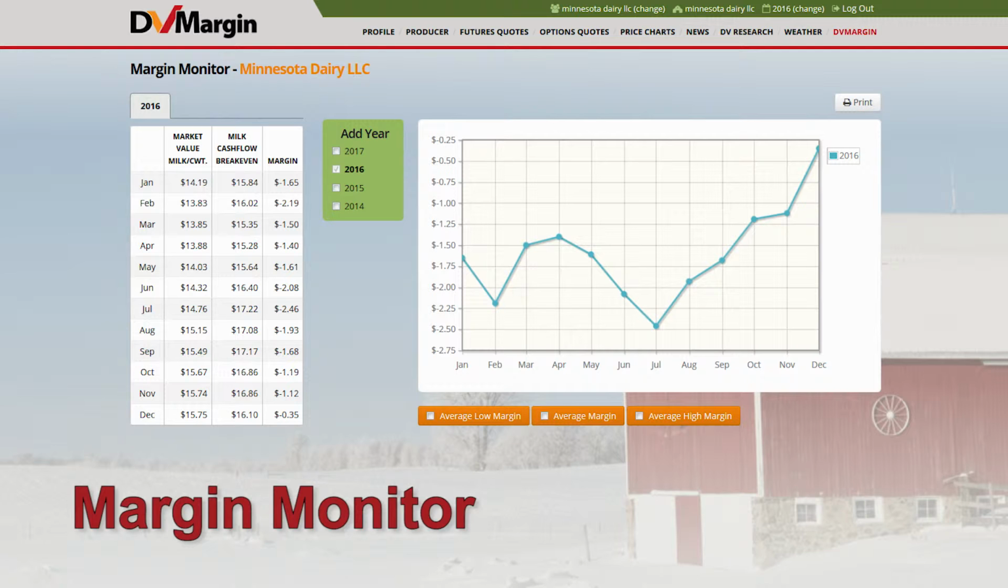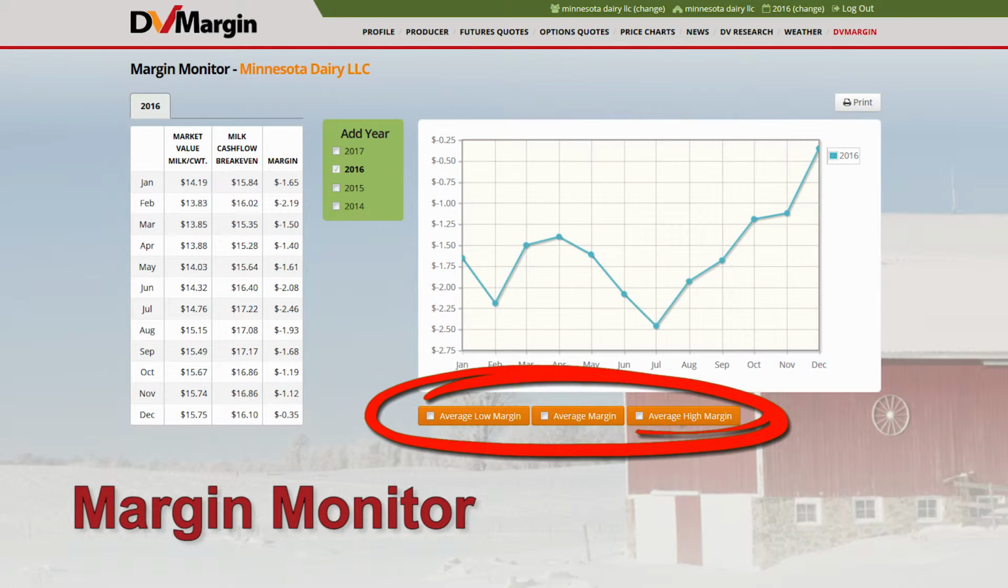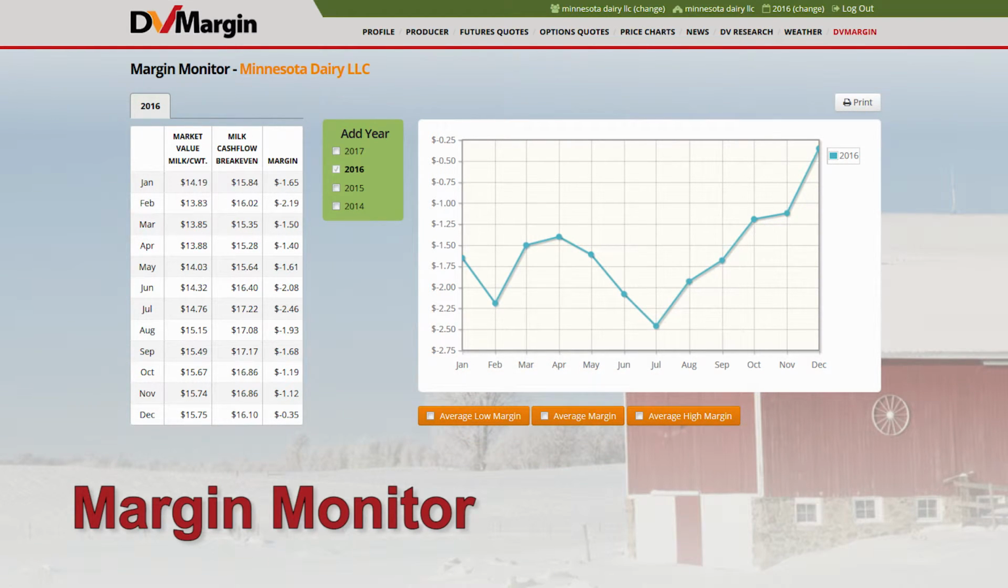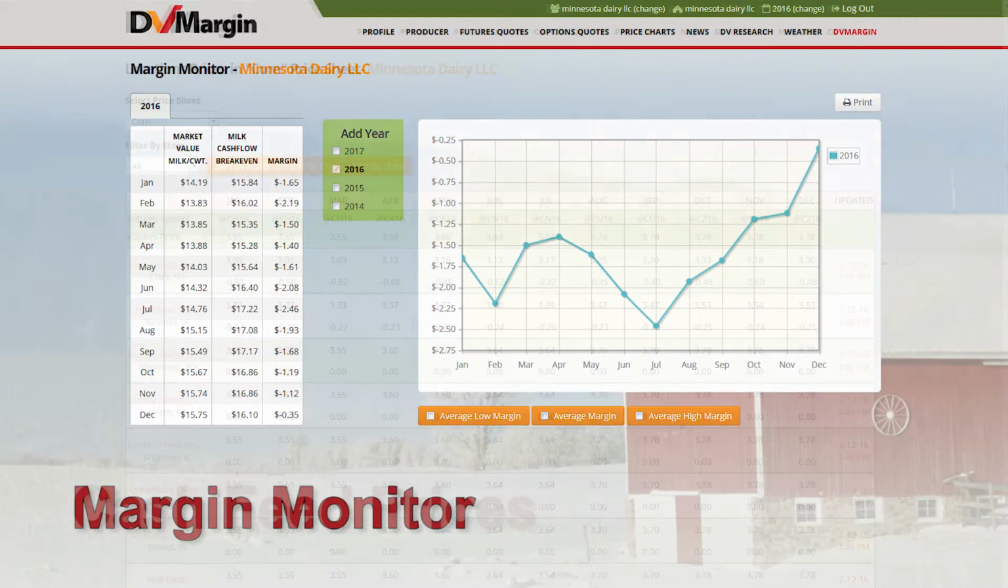Users can compare their farm profitability to other dairy operations by selecting one of the 3 buttons to load averages of other farms using DVMargin into the graph. This will allow managers to compare their business profit margin to the average, high 1/3, and low 1/3 of other DVMargin users. You can also compare your current year margins to your previous years in the system.